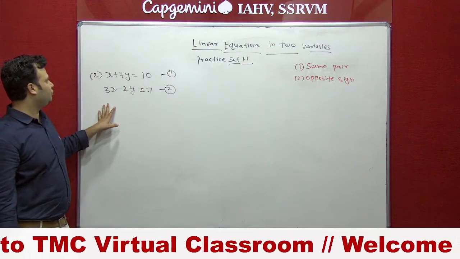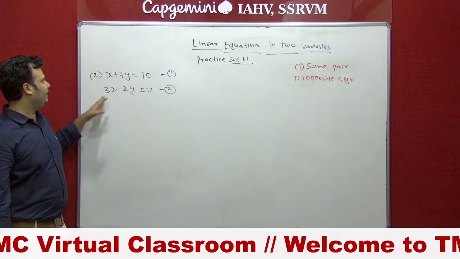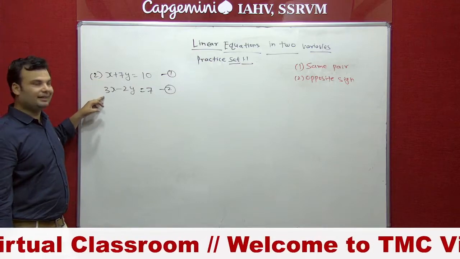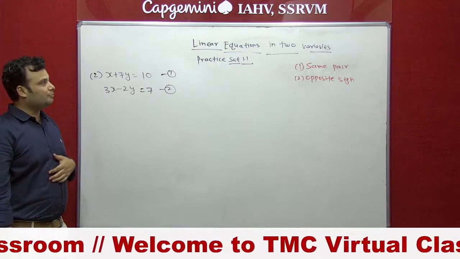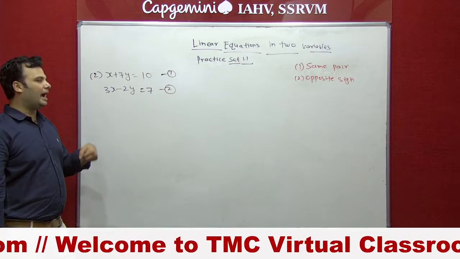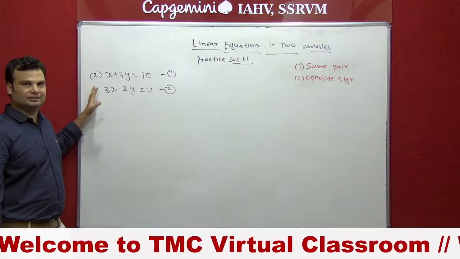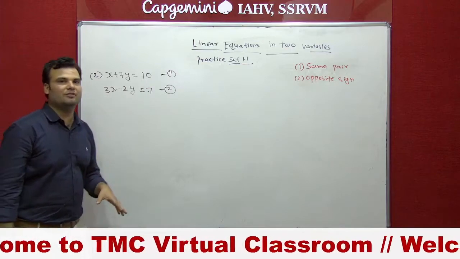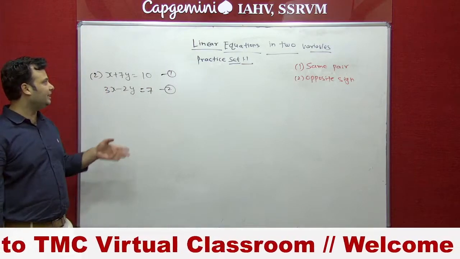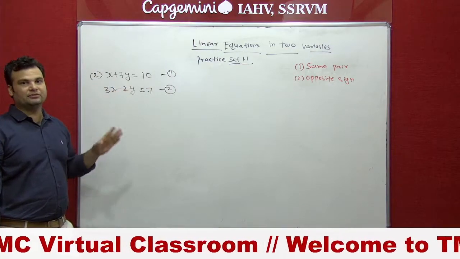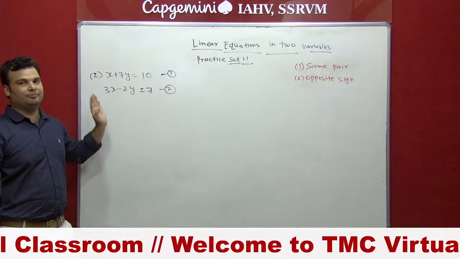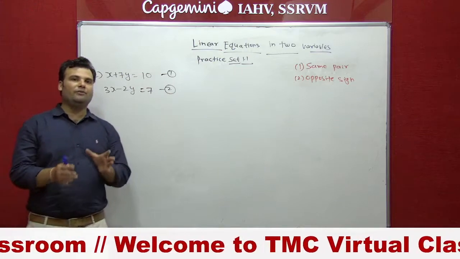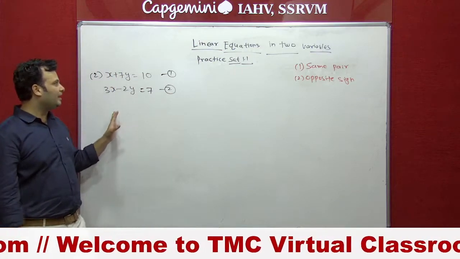Same pair is not possible because it is given x, 3x, 7y, 2y, but with opposite sign. Either you can make x common, but then to convert it to opposite sign you would have to subtract. But you can see plus and minus, we have the opposite sign, so the second condition is fulfilled in y. So we can make the same pair by multiplying.